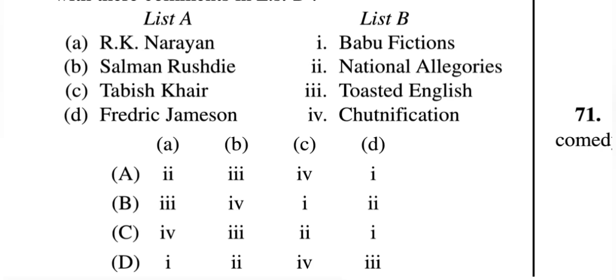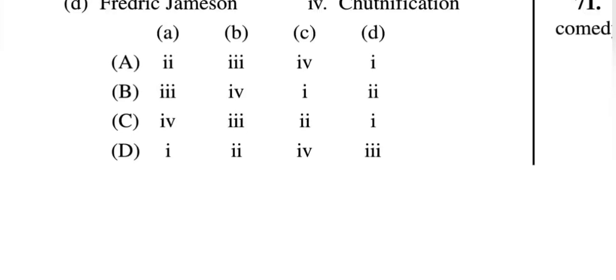Okay. Indian English is a toasted English. Then B, Salman Rushdie has said chutneyfication. C, Tabish Khair has said Babu fiction. And D, Fredric Jameson has said national allegories. These all are important. I hope you will go through them. Okay, now let's jump on to the next question.